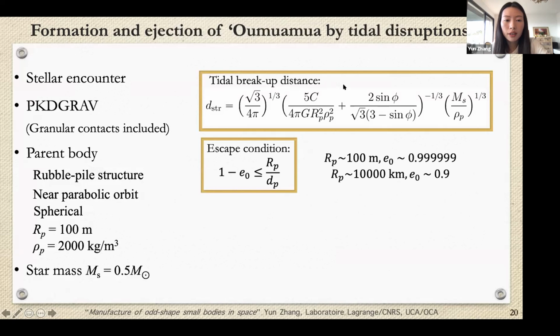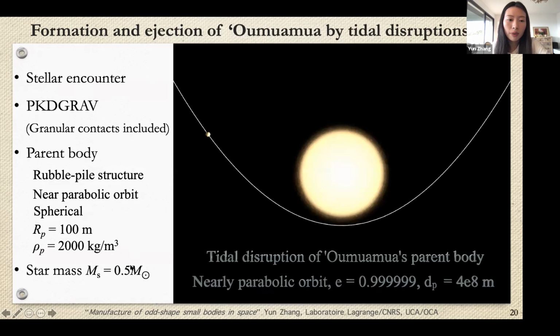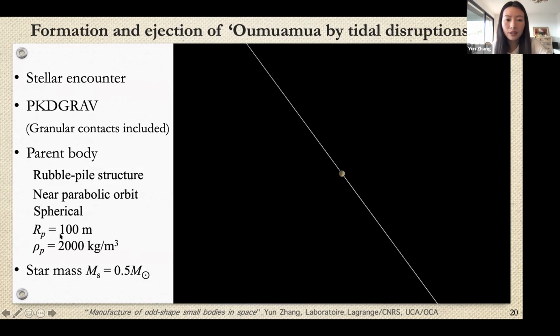And we choose the encounter condition to meet the tidal disruption requirement and the ejection criterion. So the perihelion distance needs to be smaller than the tidal disruption distance, which depends on the body's material cohesive strength and the friction angle. And the ejection criterion requires an eccentricity close to 1, and this criterion is size dependent. So for a parent body like this, the initial orbit to eject fragments should be like this.